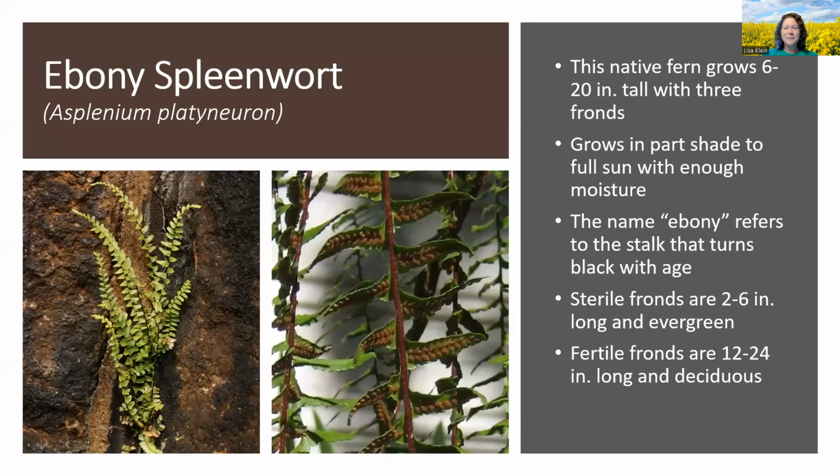Ebony spleenwort. So this is a native, growing 20 inches tall, part shade, full sun with enough moisture. So maybe in a rocky outcropping where you have a lot of moisture seeping down, or around a stream or something like that. So I guess the ebony refers to the stem, which turns a really dark color, and then the fertile fronds are like 24 inches long, and the sterile fronds are 2 to 6 inches long. So this would be good for a rock garden.